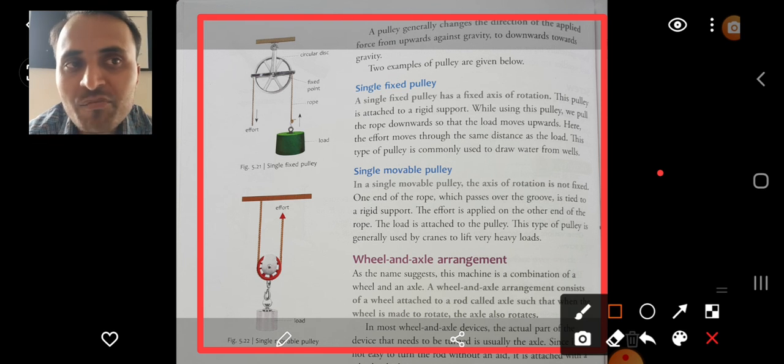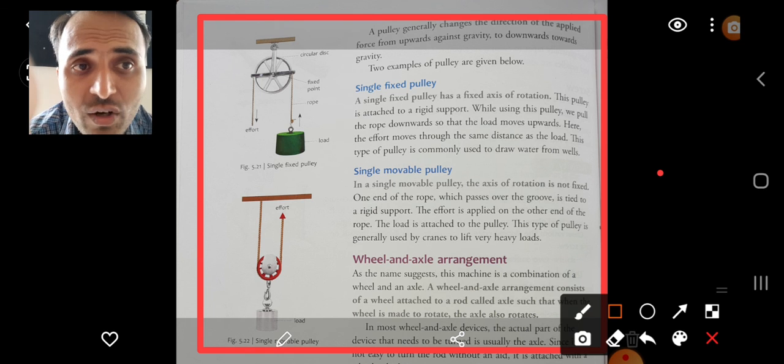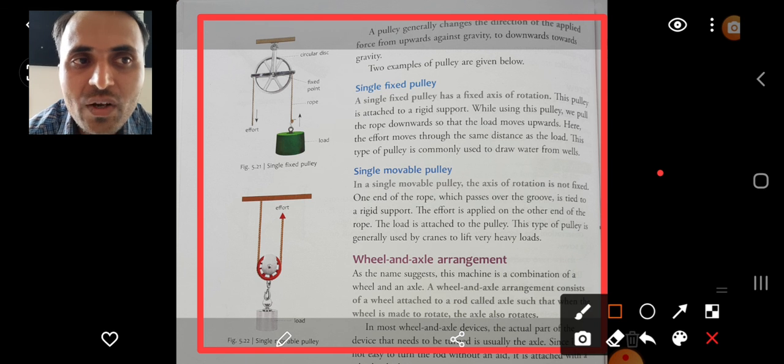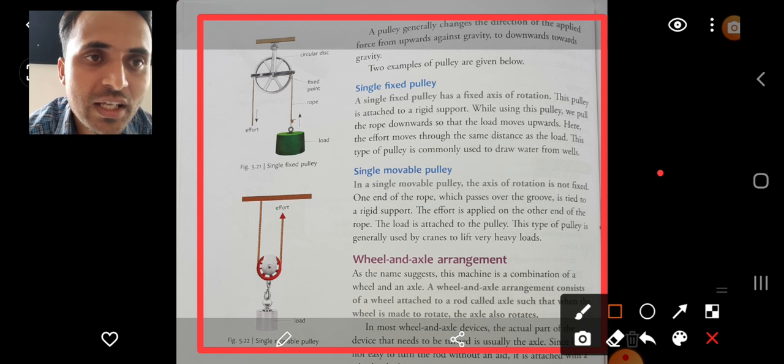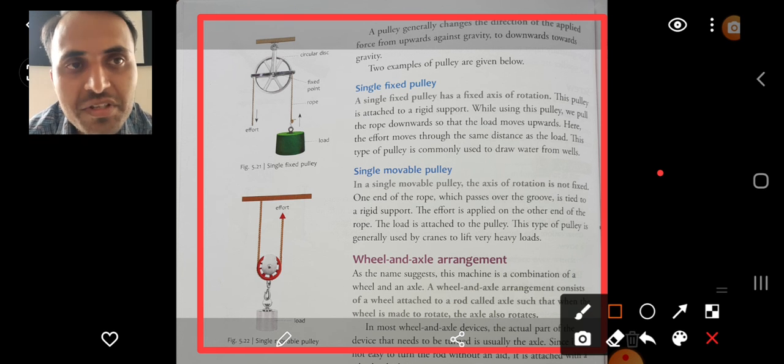Then the second is the single movable pulley, which is used in cranes and hoists to lift heavy loads. In it, one end of the rope which passes over the groove is tied to a rigid support, and the effort is applied on the other end of the rope. The load is attached to the pulley, and this type of pulley is generally used by cranes, as we have already discussed. So this is about the pulley and its two types. Pulley is also one type of simple machine.